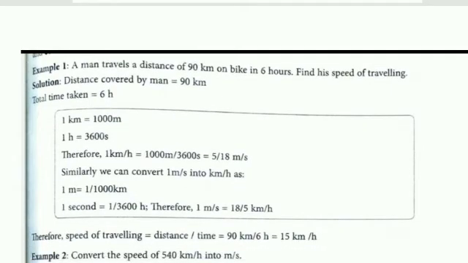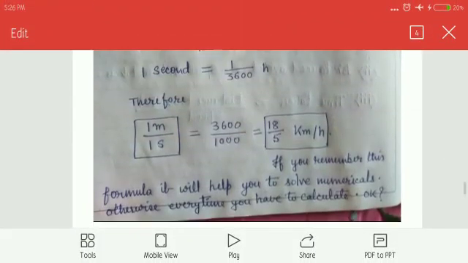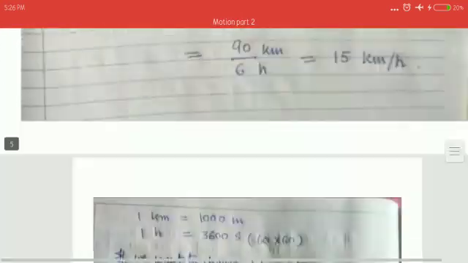Similarly, we can convert 1 meter per second into kilometer per hour, as 1 meter is equal to 1 by 1000 kilometer and 1 second is equal to 1 by 3600 hour. Therefore, 1 meter per second is equal to 18 by 5 kilometer per hour. We have already done it here.